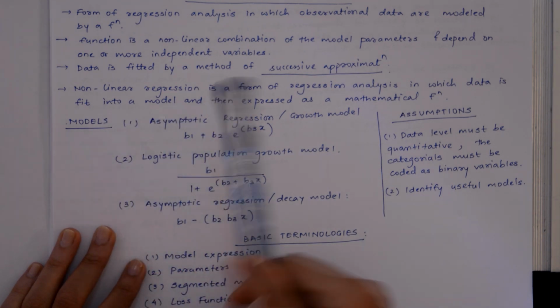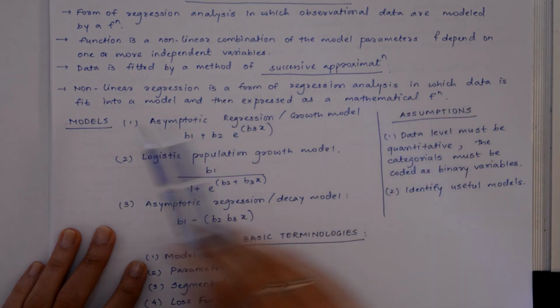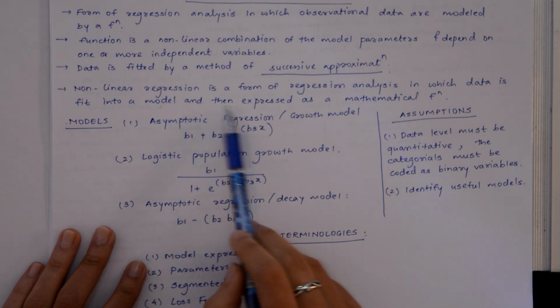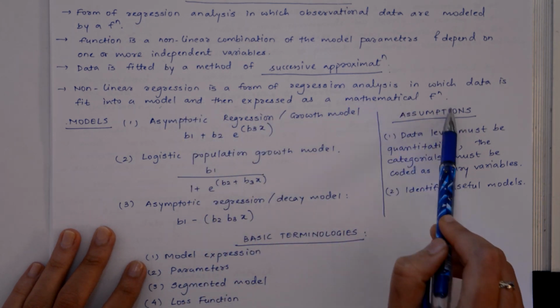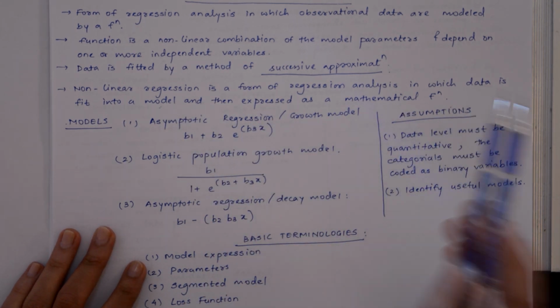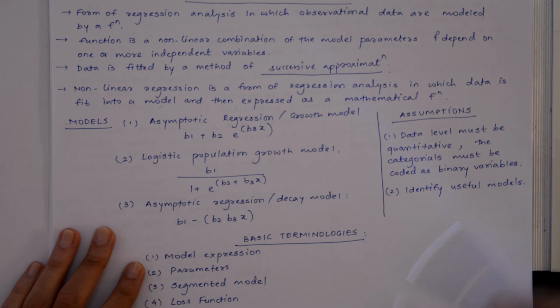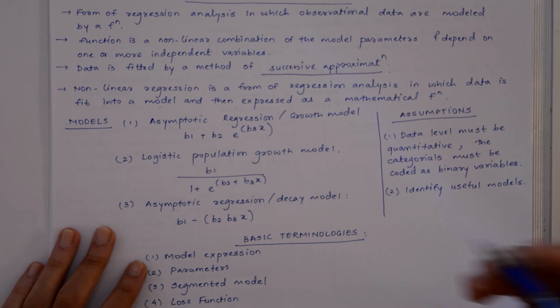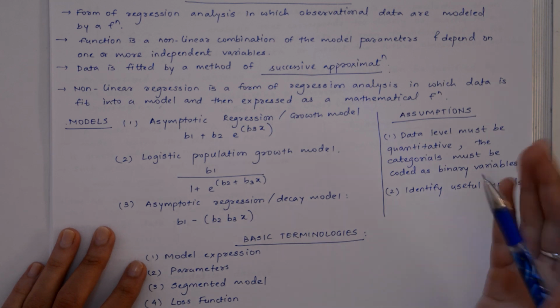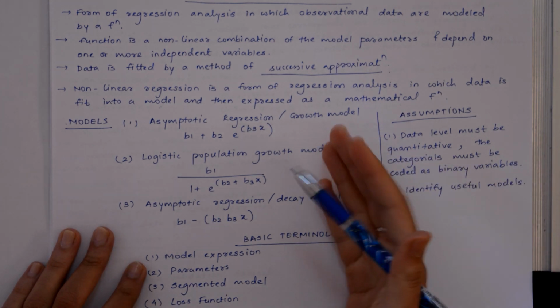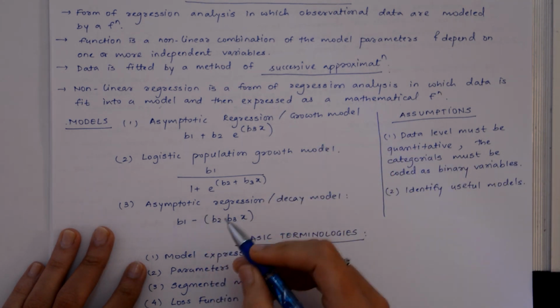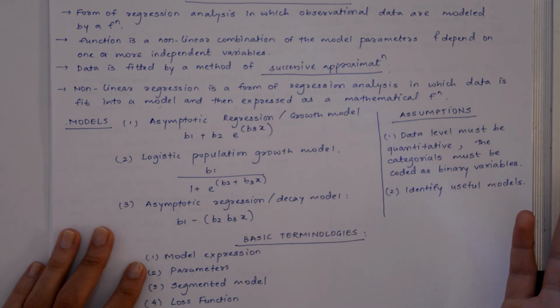Nonlinear regression is a form of regression analysis in which data is fit into a model and then expressed as a mathematical function. Consider, we saw that simple linear regression was a straight line, like y = mx + b, whereas nonlinear regression must generate a line, typically like a curve.